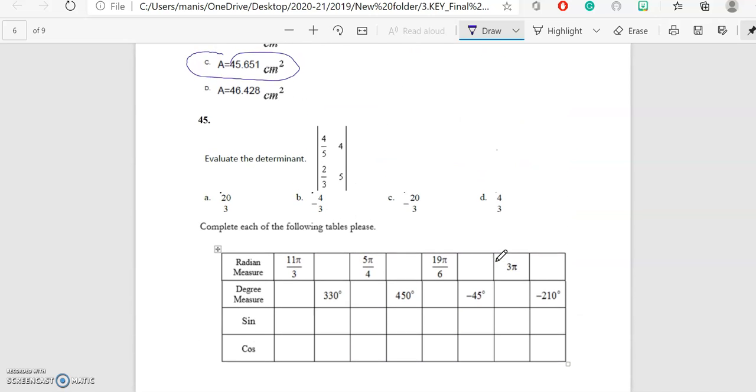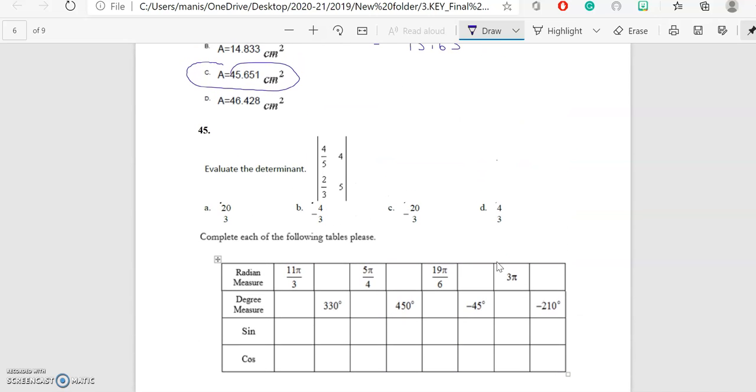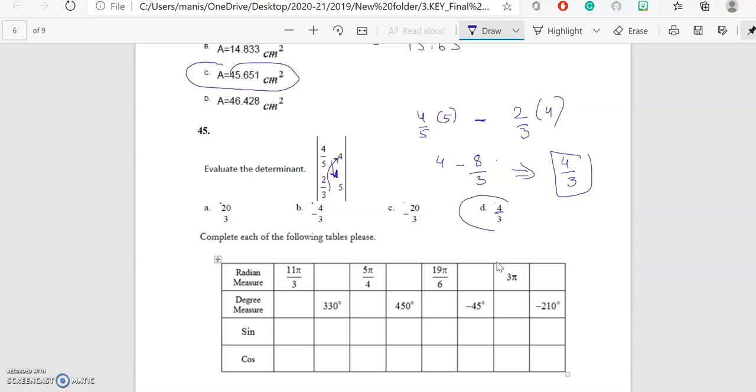Evaluate the determinant. How you find the determinant is you just cross multiply like this. I will cross multiply this number with this one, and subtract. So it is 4 over 5 times 5 minus sine 2 over 3 times 4. This gives me 4 minus 8 over 3. You can use your calculator for this. Your answer should be 4 over 3. So answer choice D is the correct answer.